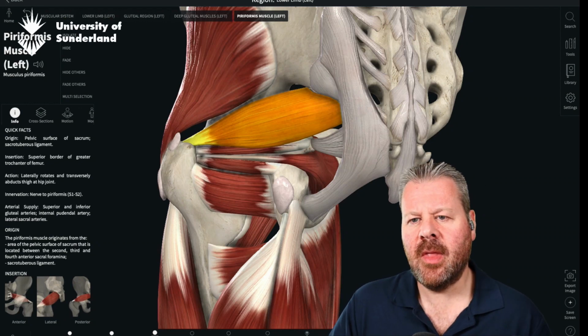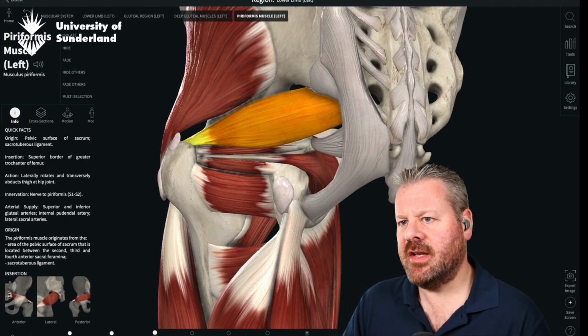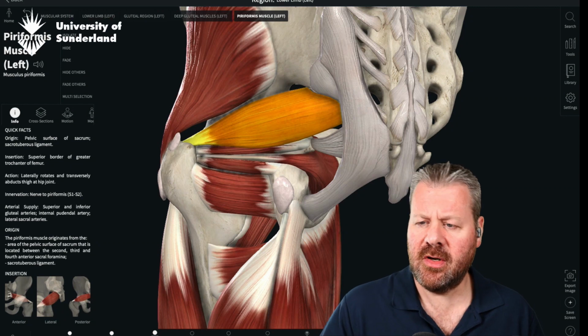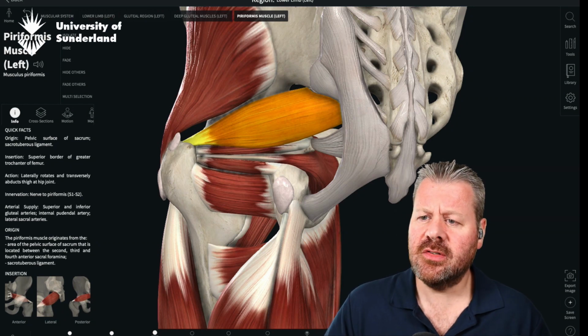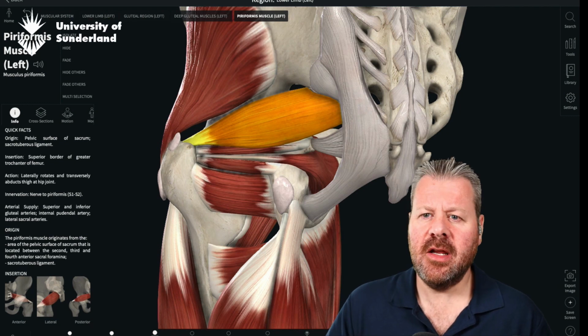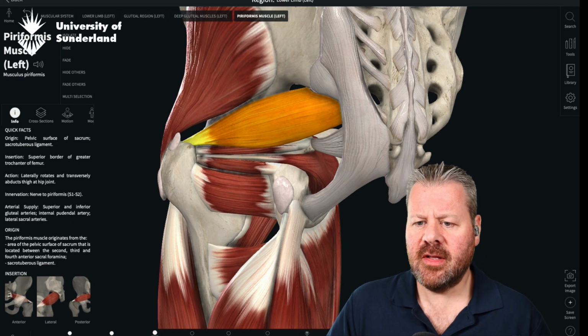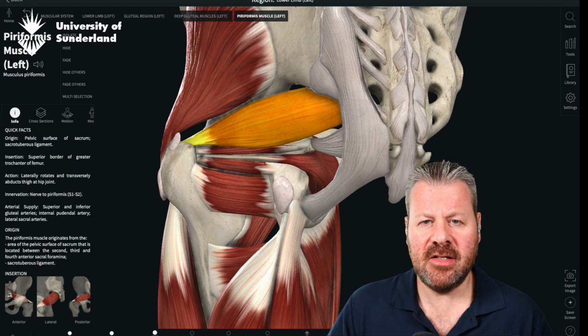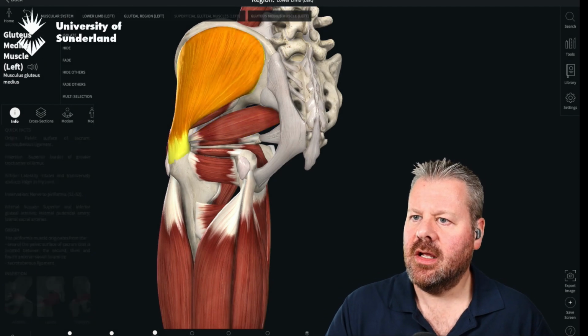In some people, the sciatic nerve deviates and splits, and part of it travels through the piriformis. What this ends up doing is causing a little bit of sciatic pain, and quite often a lot of sciatic pain, in people where the piriformis is overactive or hypertonic. I'm zooming out there so you can see this muscle here.